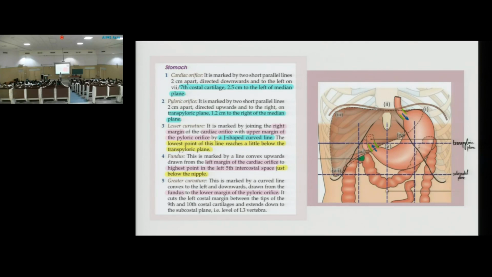Then the last one is the greater curvature of the stomach. It extends from the fundus of the stomach up to the lower margin of the pyloric orifice. The pyloric orifice has an upper and lower margin, okay? So the greater curvature extends from the left margin of the cardiac orifice up to the lower margin of the pyloric orifice. It is convex laterally, or leftwards and downwards. Very good, very good.